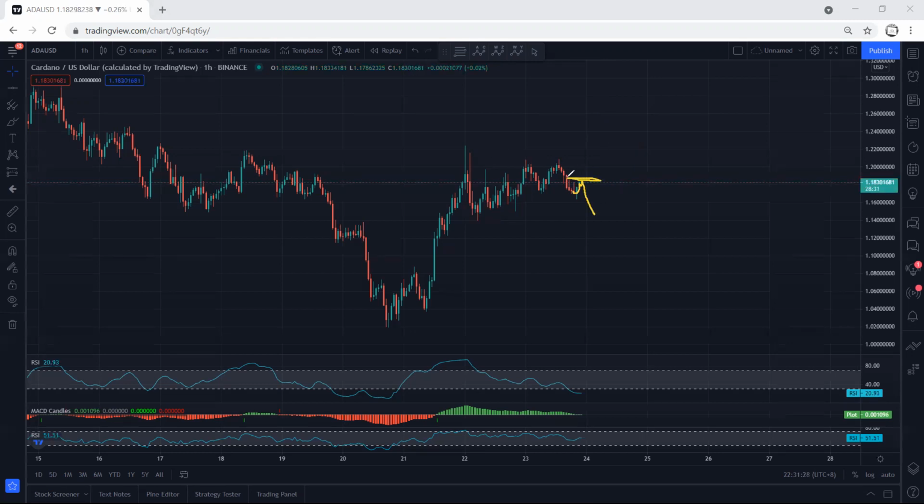I will put my entry above here, then my stop loss will be somewhere below this correction. And even if we want to put our entry above this one, the stop loss should be somewhere below this correction, somewhere around 1.14, 1.13.